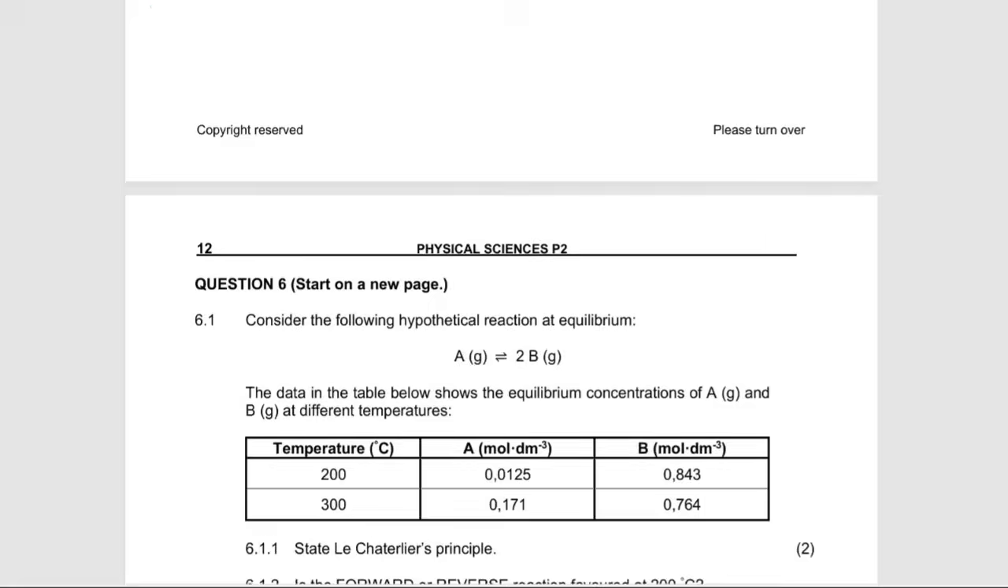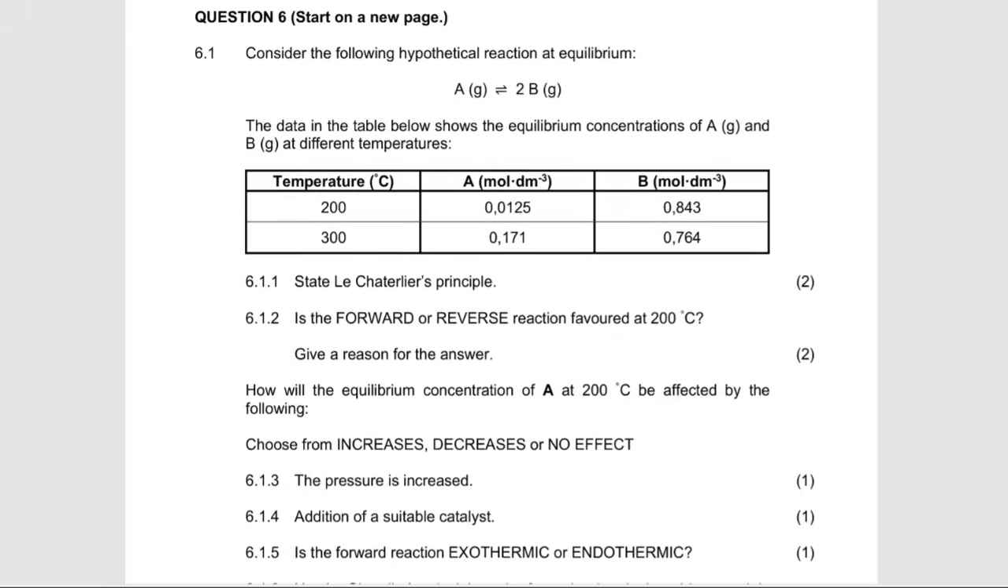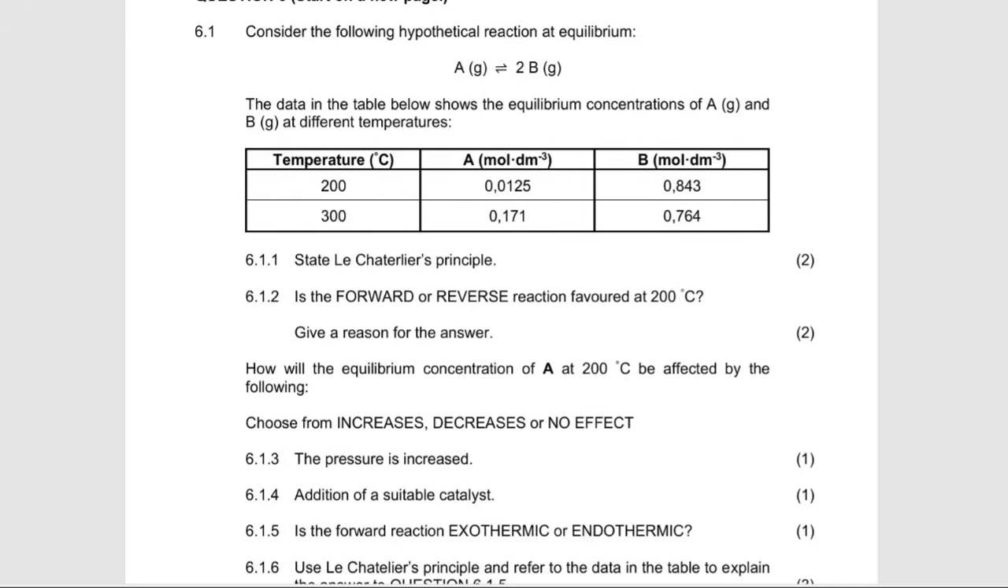Now moving on to question number 6, which is our 6.1 there. They consider the following hypothetical reaction, having A give us the reaction R2P. So the data in the table below shows the equilibrium concentration of A and B at different temperatures, right? So temperature in degrees Celsius, 200, 300. Then for A, the concentration was 0.0125. Then for A, also at 300, 0.171. Then for B, we're also having that information.